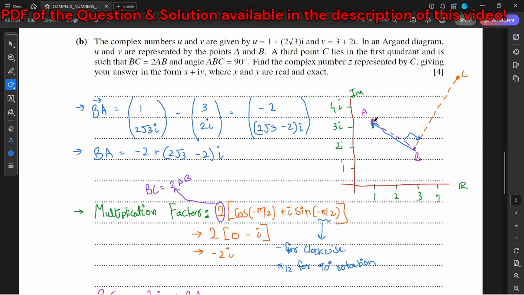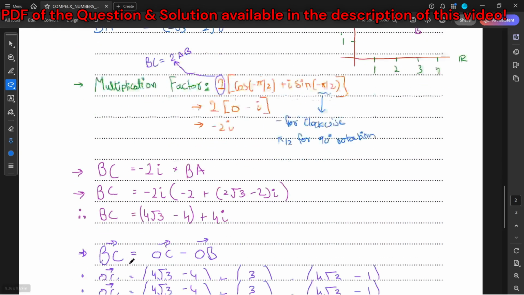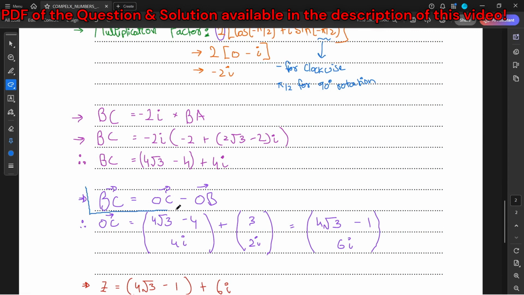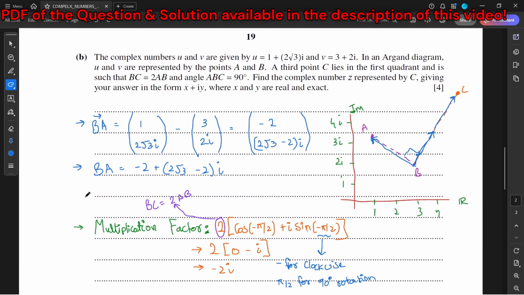Now once I find this vector, I'm going to rotate it 90 degrees in the clockwise direction so that it's going to look something like this over here. But I know that BC is twice the AB. So after rotating this vector BA, I'm simply going to multiply it by 2 so that I can go from B to C. So I'll be able to find the BC vector. And once I have the BC vector, I know that I can find my vector C with the help of this particular vector rule. So yes, guys, that's the whole idea over here.